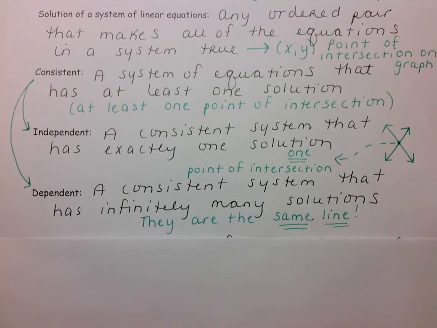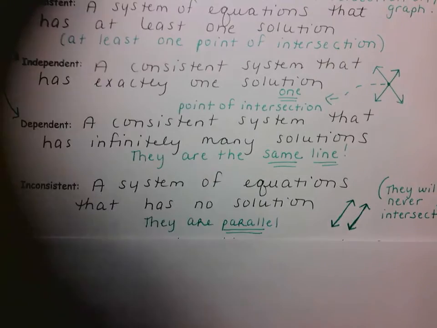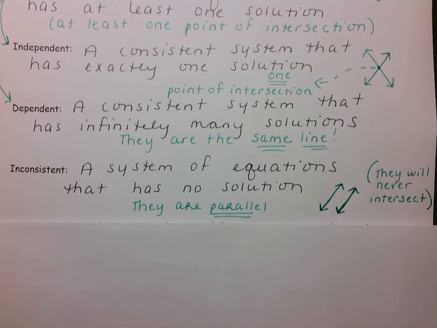A dependent system is a consistent system that has infinitely many solutions. In other words, they are the same line. An inconsistent system is a system of equations that has no solution. They will never intersect because they are parallel.